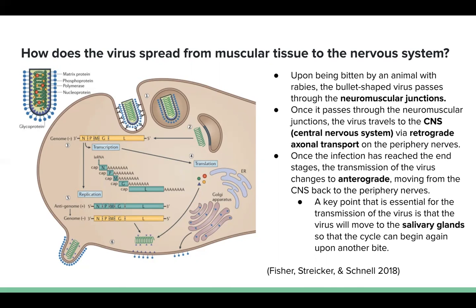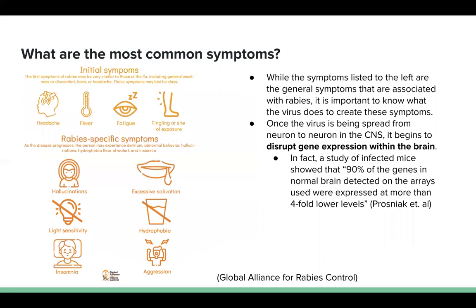So the telltale symptoms of a rabies infection are listed on the image to the left-hand side of the slide from the Global Alliance of Rabies Control. The initial symptoms include headache, fatigue, fever, and tingling sensations at the site of the bite. Once the disease has progressed, the symptoms become more severe and include hallucinations, excessive salivation, hydrophobia, aggression, insomnia, and, at the end of the infection cycle, coma and death.